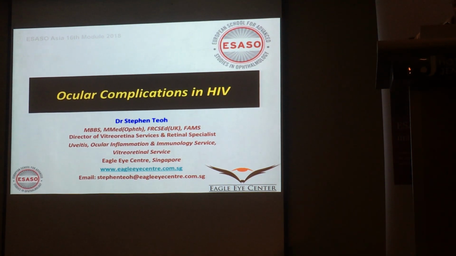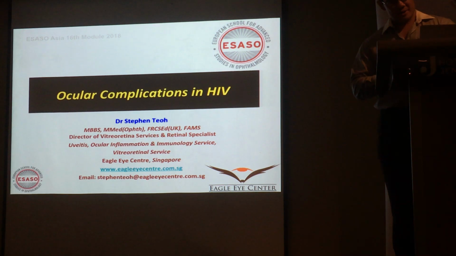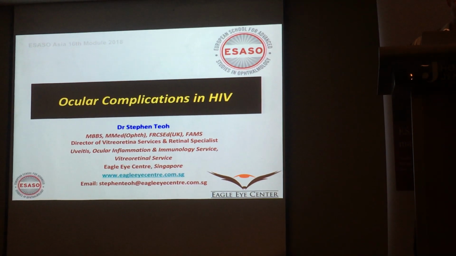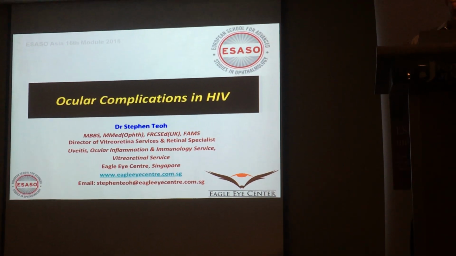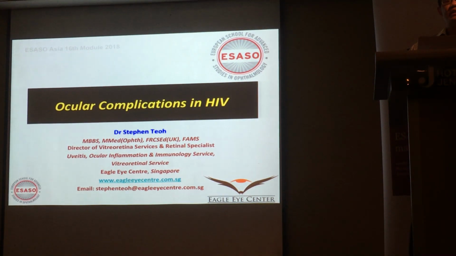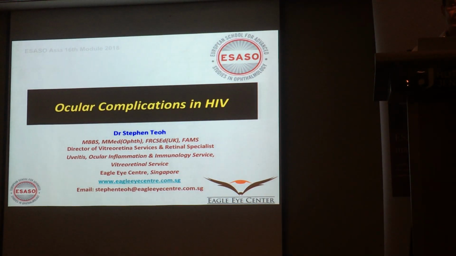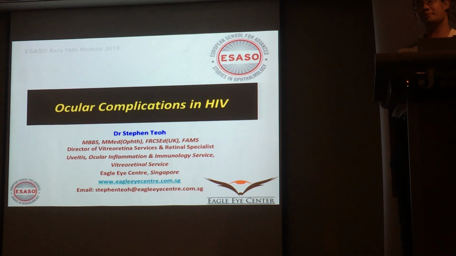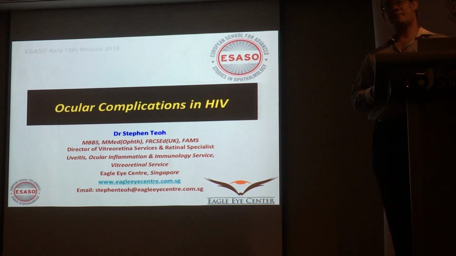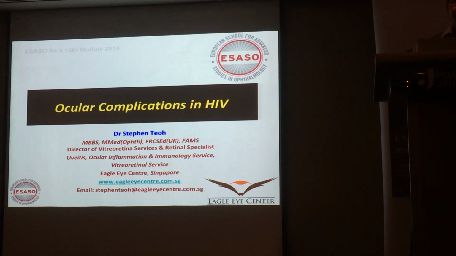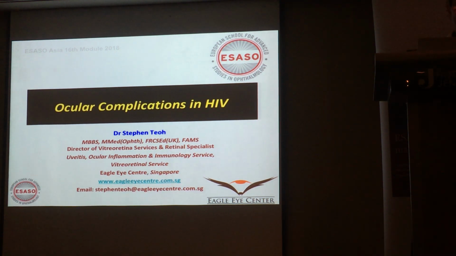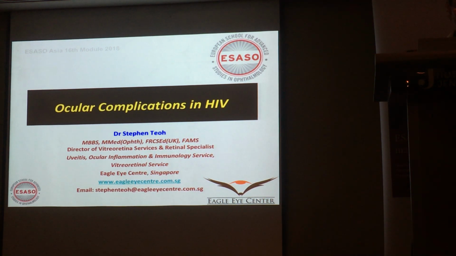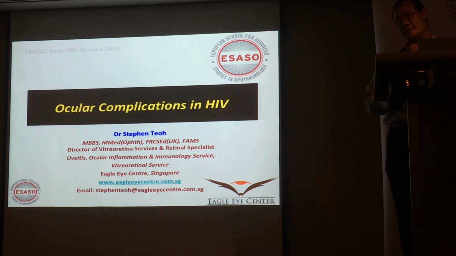Our topic is ocular complications of HIV. It's a bit more pictorial than anything else. Again, it's one of these things where you have many types of complications, so it's impossible to cover everything. I'm just going to run through quite quickly, to give you a brief idea of the possible things that you can see, and at least raise an index of suspicion if you ever come across any similar patients.